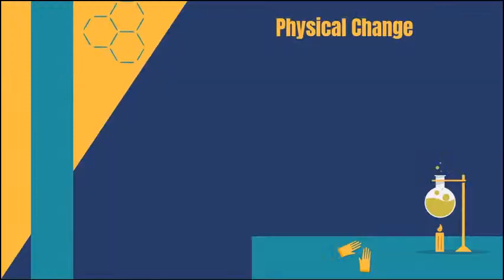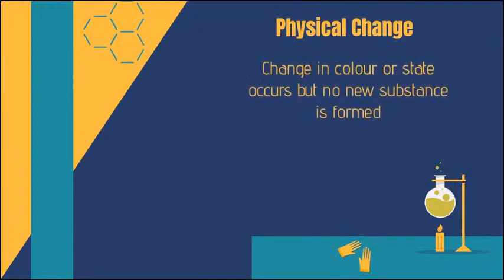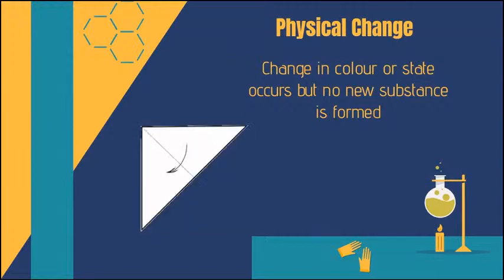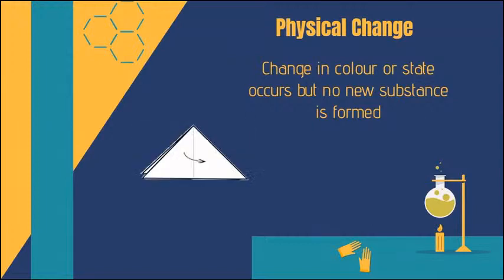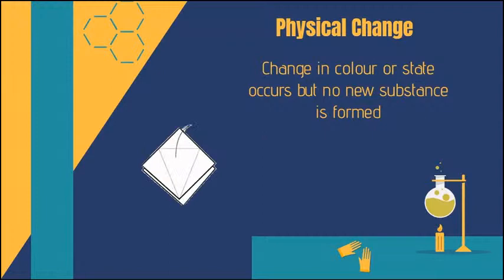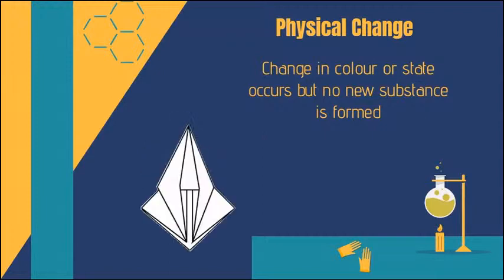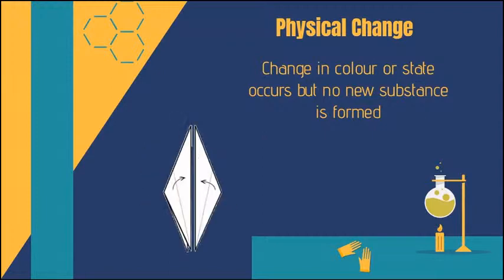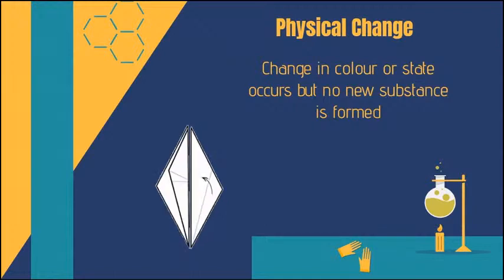Now let's look at the physical change. We can define a physical change as a change in color or state, but no new substances are formed. So again, let's take the example of paper folding, the origami that we have been doing. Here also, as you can see, no new chemical properties have changed and no new substances with different chemical properties have been formed. There are only physical changes.